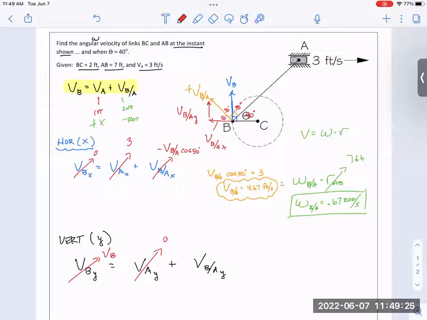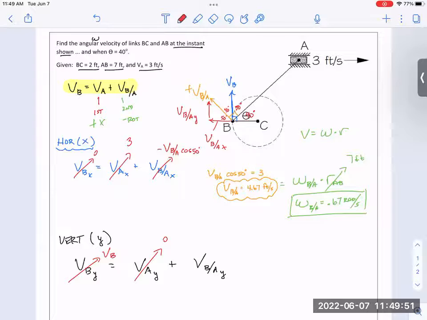So that's not good, because what about VB of A in the Y direction? Again, we have that drawn over here. That's this direction right there. How fast is that going? I don't like this second equation because I have two unknowns in it. However, didn't I just get done figuring out VB of A? Didn't we just get done figuring that out a second ago?